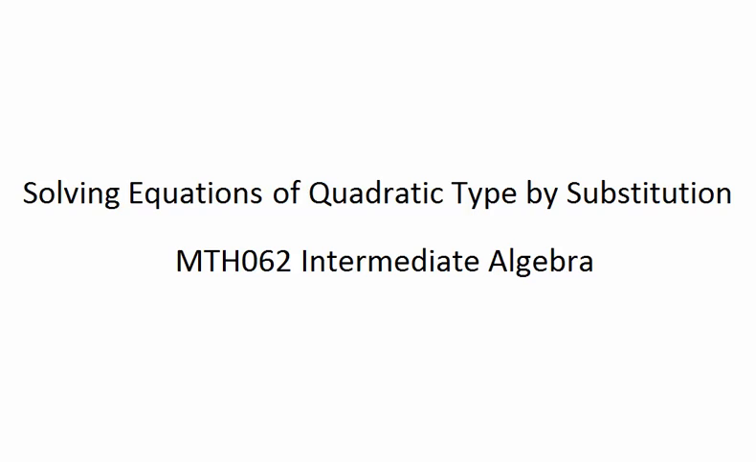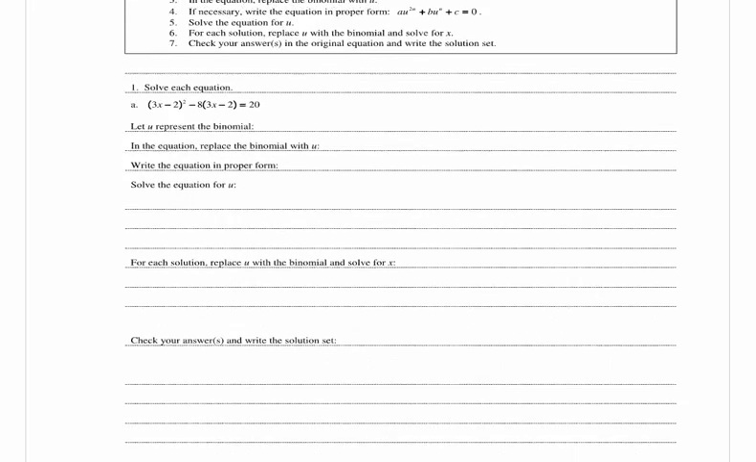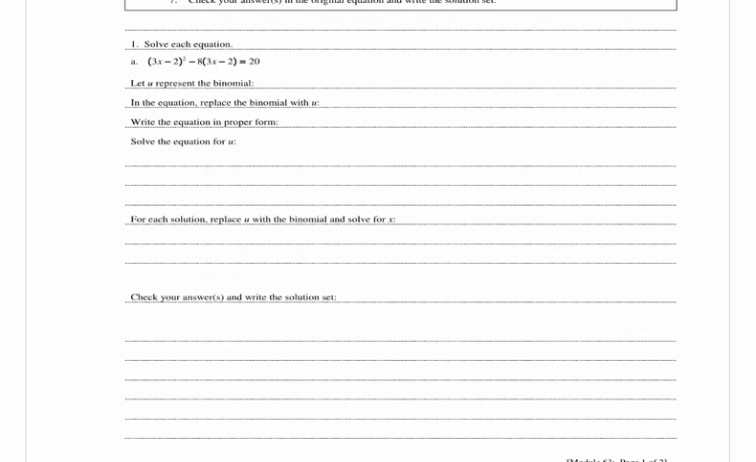In this video, we're going to be solving equations of quadratic type by substitution. In the box above, they give us the steps, which we'll see step by step in the examples to come. Number 1 says solve each equation. In A, we have (3x - 2)^2 - 8(3x - 2) = 20.